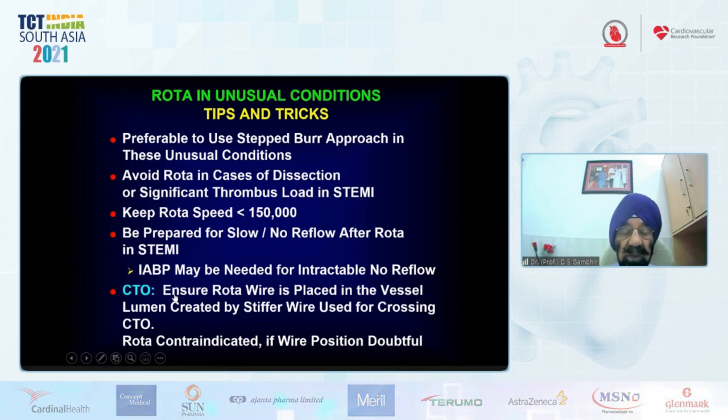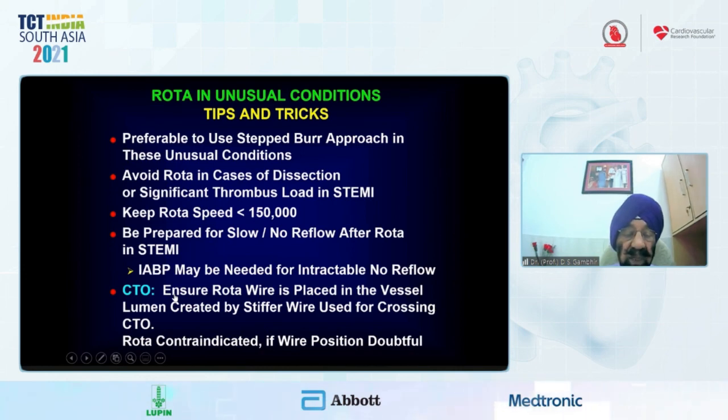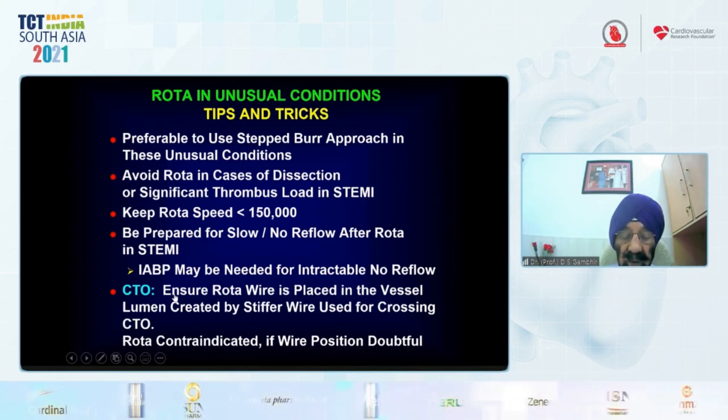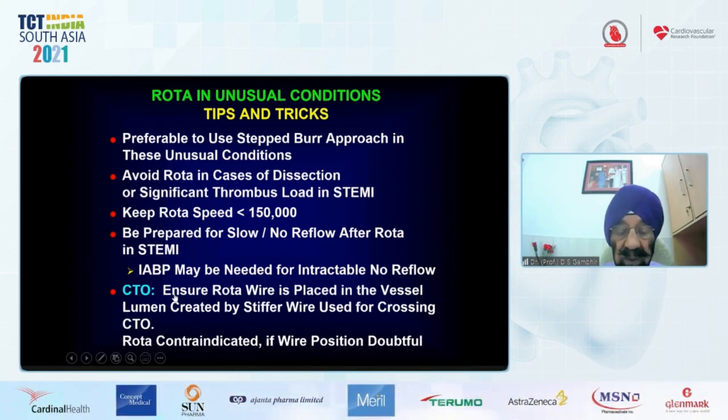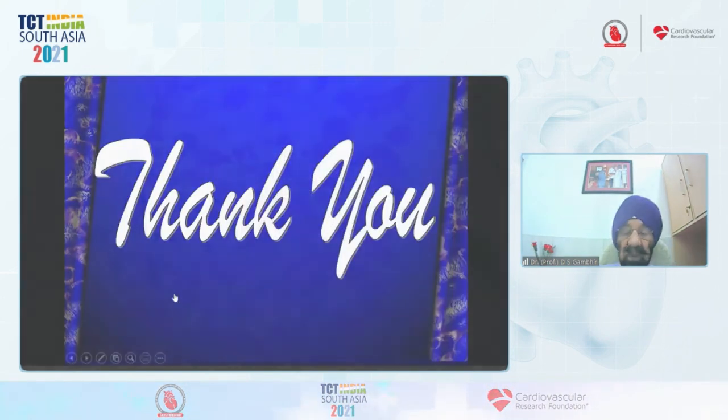Keep the ROTA speed conventionally less than the conventional speed of 150,000. Be prepared for a slow or a no reflow after ROTA in STEMI, and if required in intractable no flow, do not hesitate to put an IABP because that helps a lot in these cases. In cases of CTO, ensure that the ROTA wire is placed in the vessel lumen created by a stiffer wire used for crossing the CTO. Otherwise, do not do a ROTA, because if you do a ROTA on a wire which is passing through the wall of the vessel, you would definitely cause a perforation. So with that, I think I finished my talk, and thank you very much.